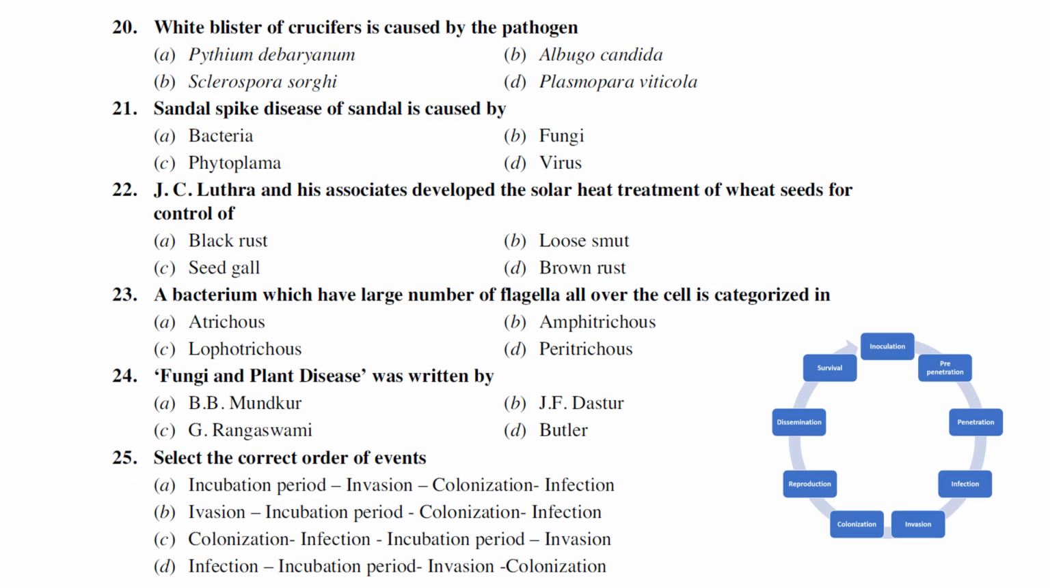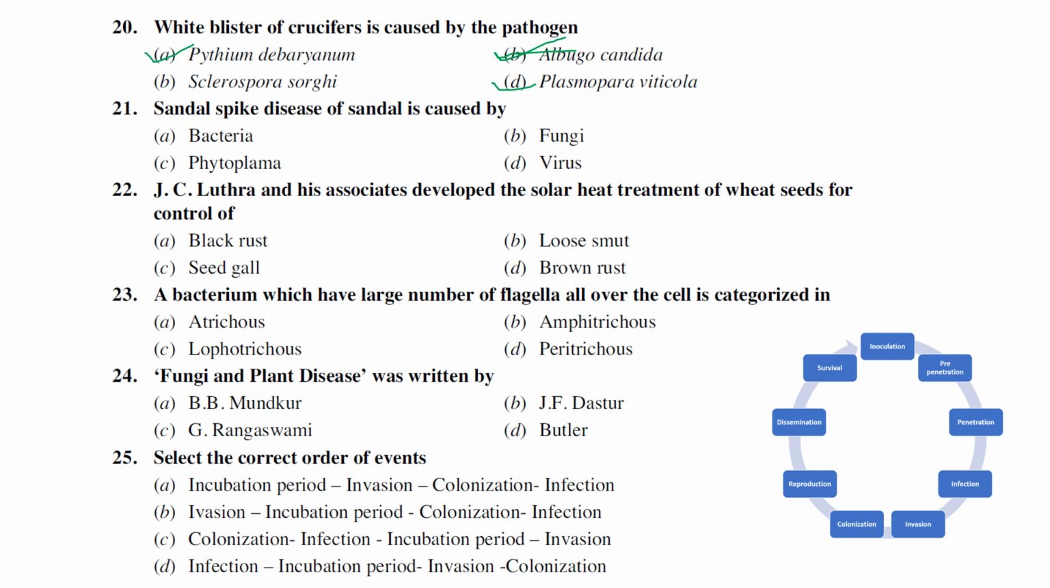White blister of crucifers is caused by the pathogen Albugo candida. Pythium debaryanum generally causes damping off diseases, and Plasmopara viticola causes grapes downy mildew. This Albugo candida causes white blister of crucifers. Sclerospora sorghi generally causes downy mildew in sorghum.